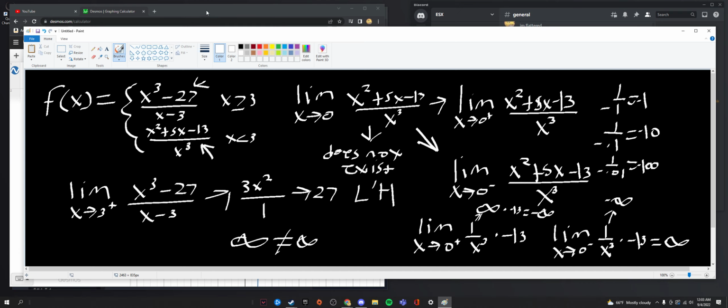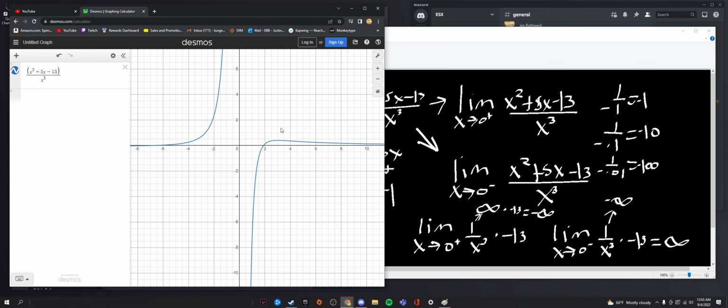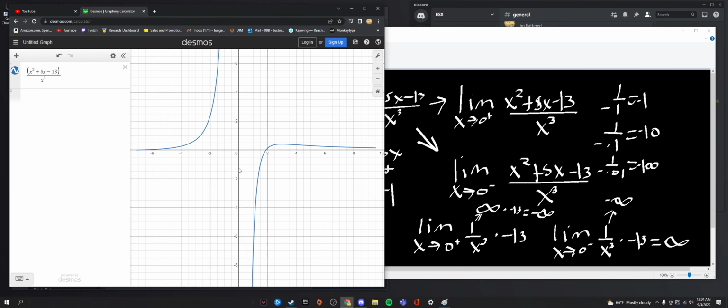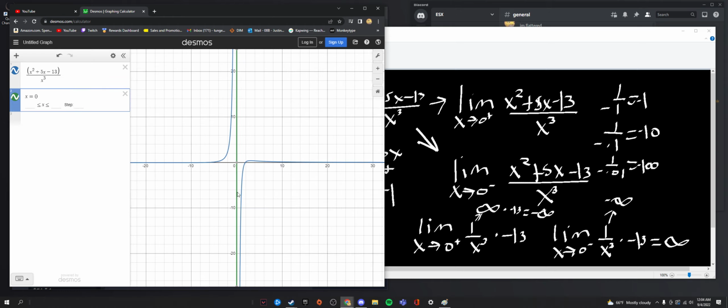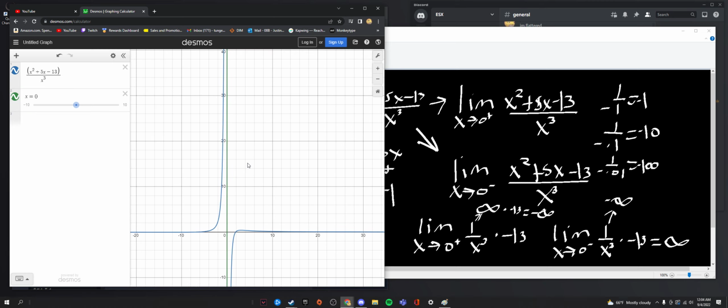And just to show that graphically, I have it here on Desmos. Obviously, as we get closer and closer to 0, as this limit is implying, our values explode up to positive, negative infinity, x equals 0. We can see that as it gets closer to 0, we have an asymptote, and the limit does not exist.